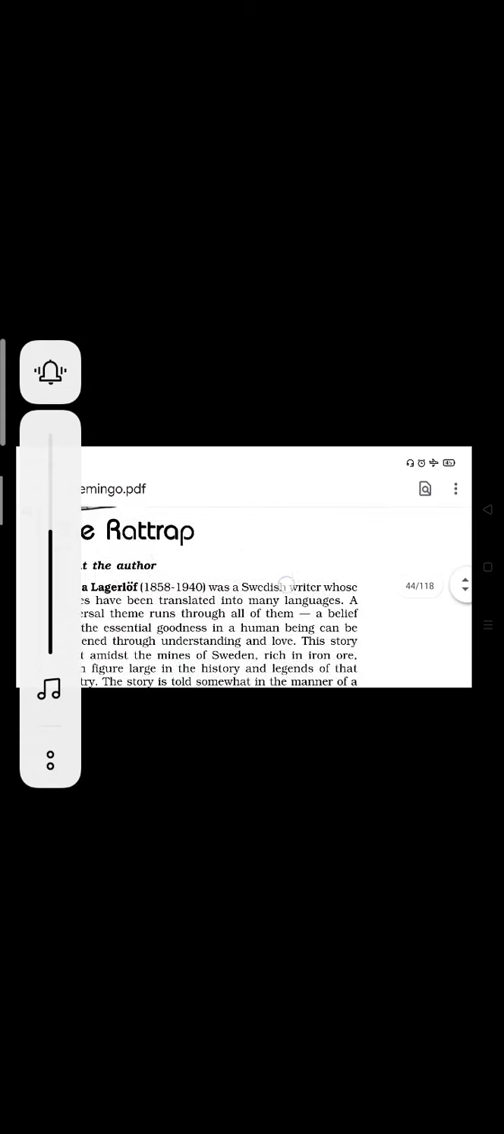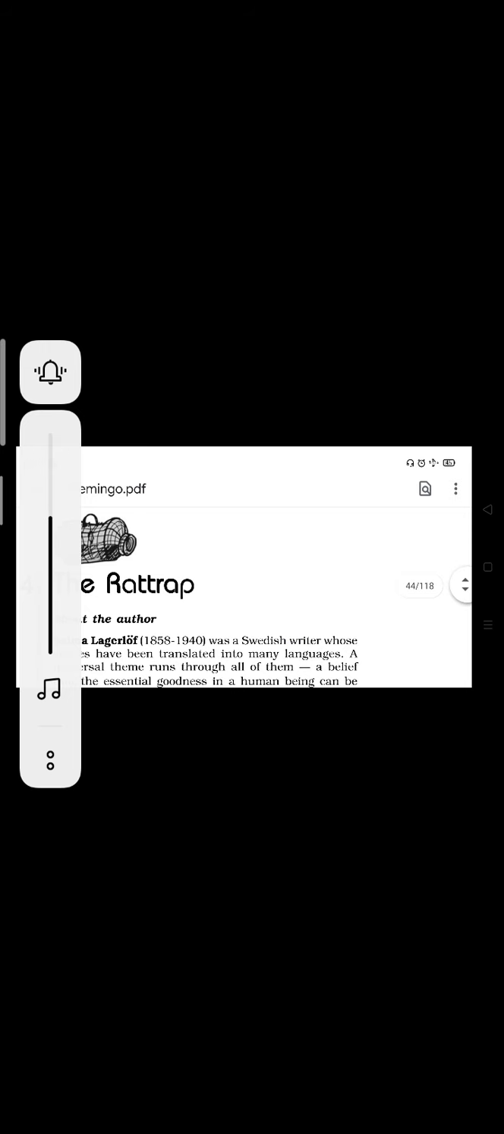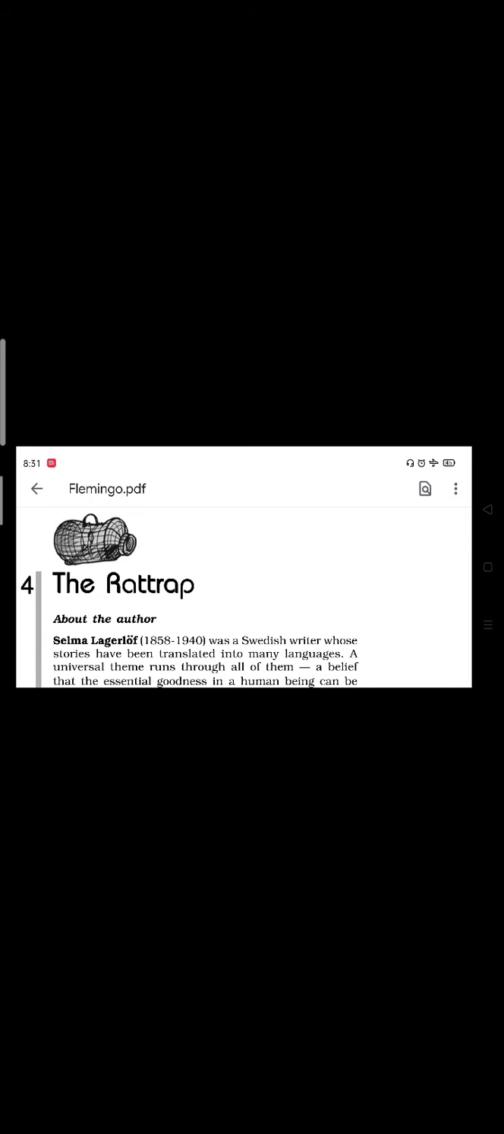Hello students, once again it is Deepak Pokhriyal with class 12 English lesson, the fourth lesson, which is called The Rat Trap. In this video I am going to read out the text to my students, and because it is going to be a very long reading session, I'll be doing it in parts.